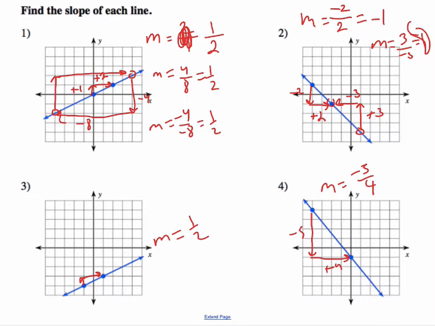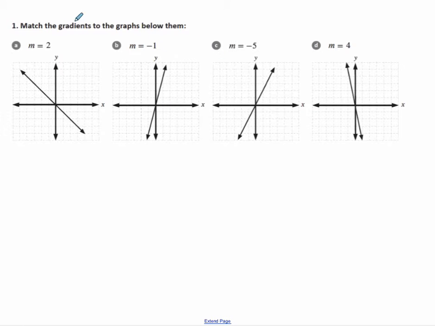Okay, let's look at the next one. Match gradients to the graphs below. So let's take a look. We have 2 positive slopes and 2 negative slopes. I'll look at the positive ones first. So if m equals 2, m equals 4, it's got to be either one of these 2 lines. They both have positive slopes because they're both going uphill.